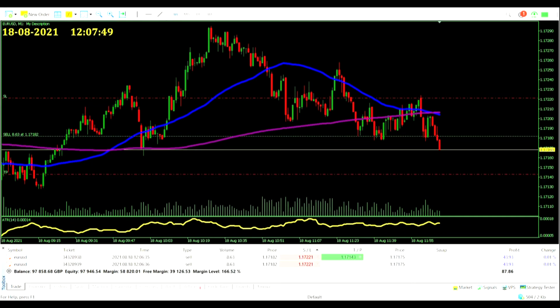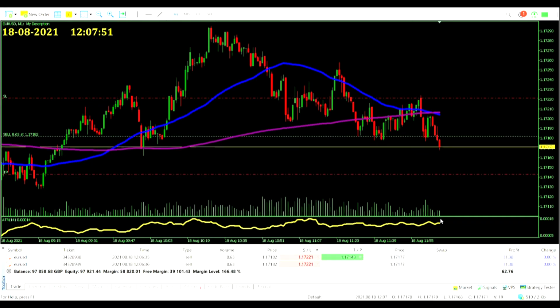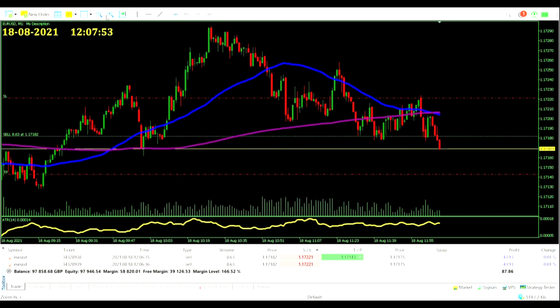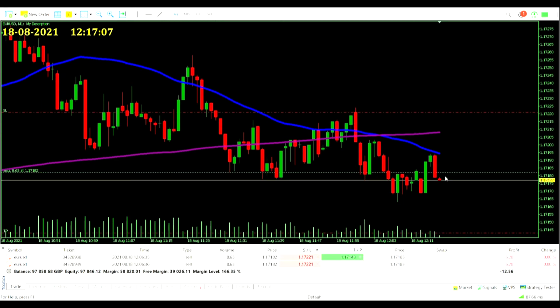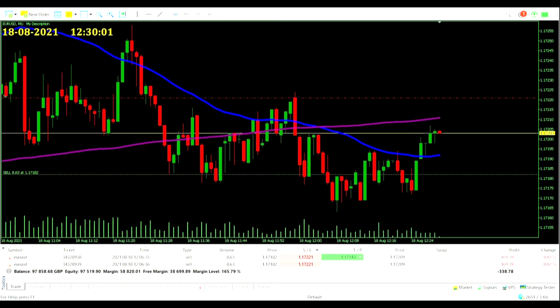And now we just patiently wait it out. The price does go in our direction quite nicely. Let's zoom back in a little bit. Price floating up and down around our entry price at the moment. Not a huge amount of movement in either direction. Price now a little bit on the move, but in the wrong direction. It's heading towards our stop loss. Not what we want to see, obviously.